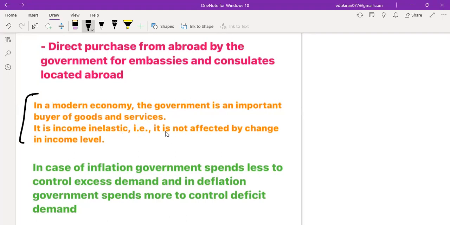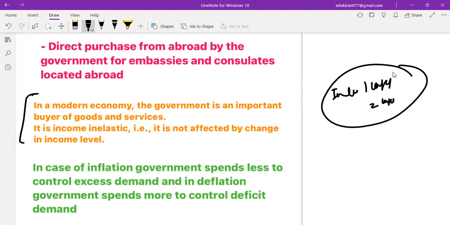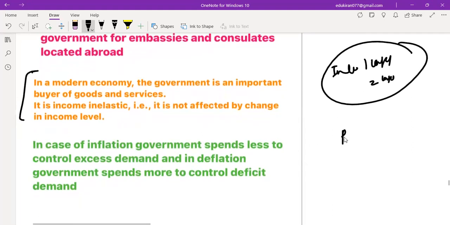It is income inelastic; it is not affected by the change in level of income. No matter whether your income is 1 lakh rupees or 2 lakh rupees, the government will spend irrespective of your income, right? And in case of inflation, when prices are high, the government spends less to control excess demand. And in deflation, the government spends more to control the deficit demand.